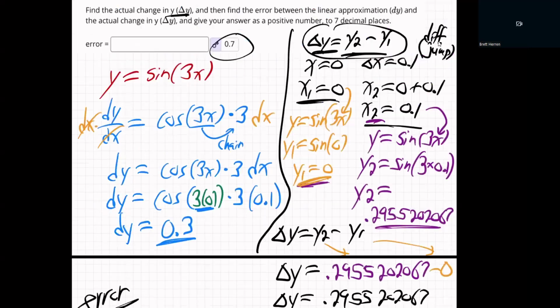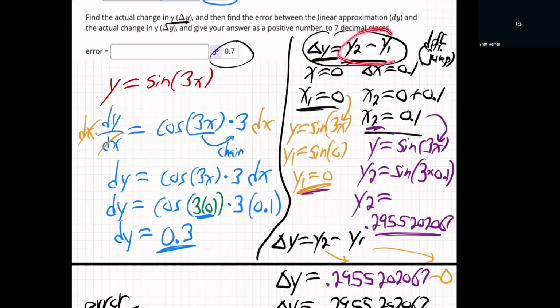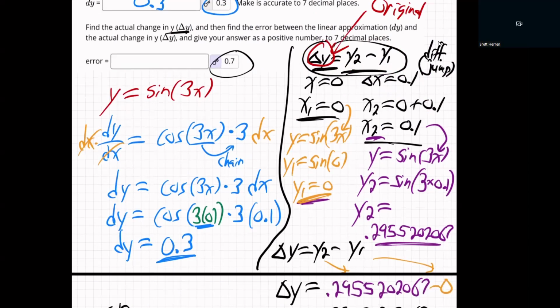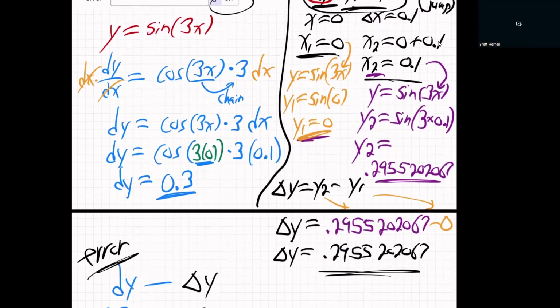So how did we do it? The delta y is the difference in the two actual y values. When they say delta y, with the delta, you're doing the actual y values from the original function. Delta y is always the original, and then dy over here is always from the tangent lines. That's what you've got to keep straight.